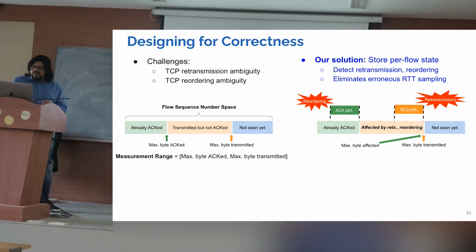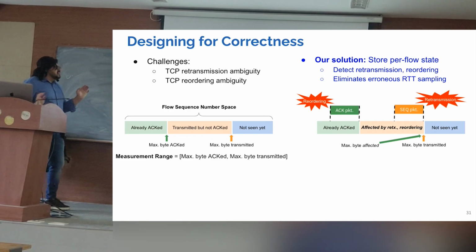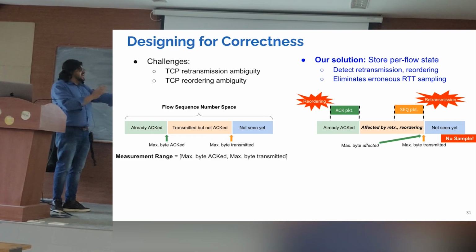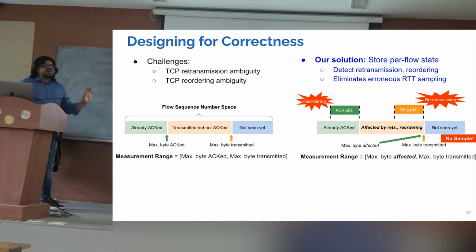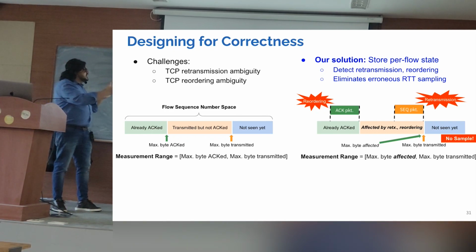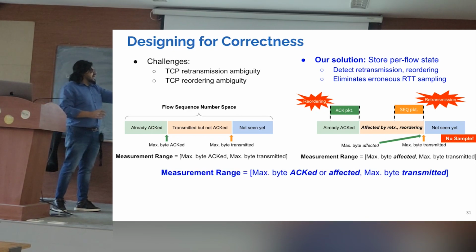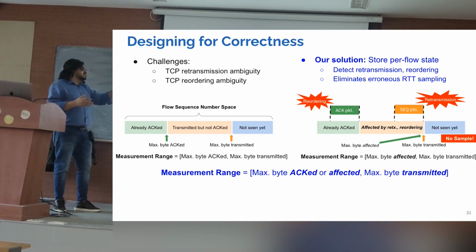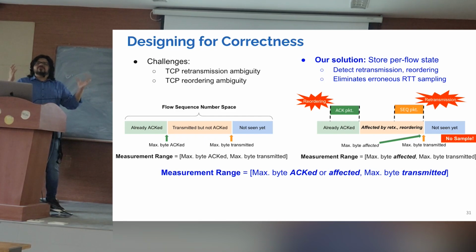Right. So in these cases, we collect no samples. And the measurement range now becomes the max byte affected to the max byte transmitted. And so if we combine the two definitions, we can come to this conclusion that the measurement range should be either the max byte ACKed or affected, whichever is the higher number, and the max byte transmitted. So that's our safe range, right? That's where we can keep collecting RTT samples without any errors.